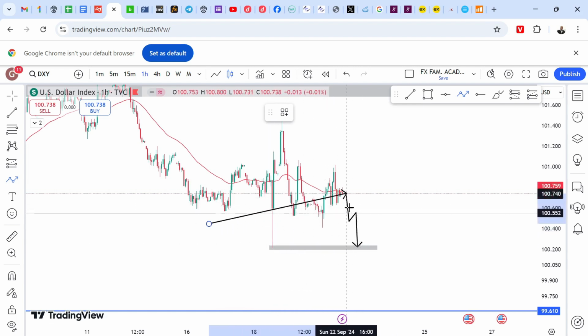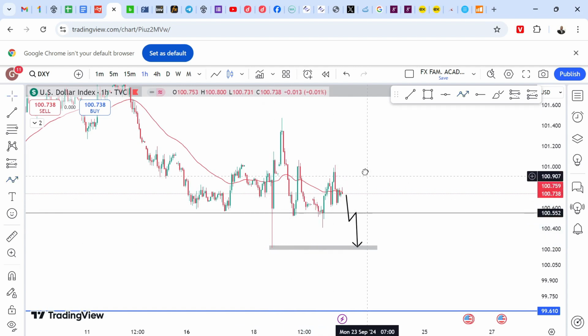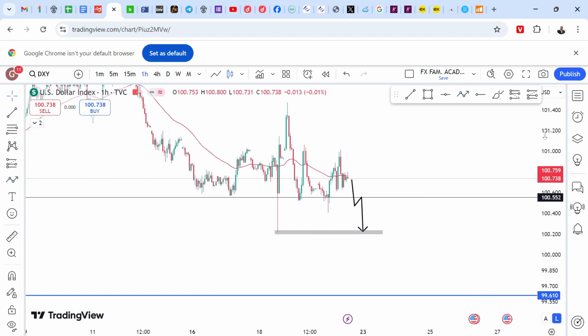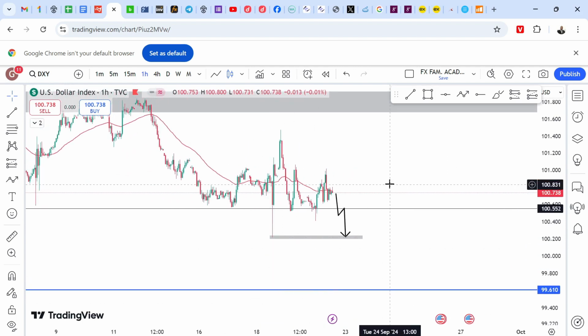Even though you are selling when the market breaks below this zone, here should be your first take profit. The second take profit should be here. So don't overlook this weak rejection, so that you will not be losing back the money you've made in the market. Okay, so that is the DXY.